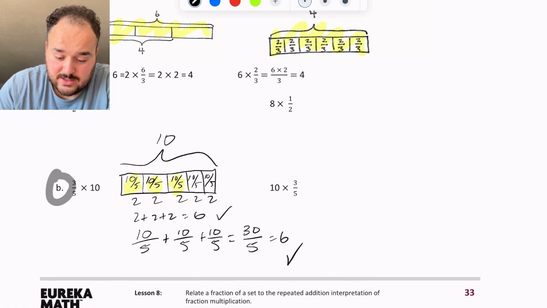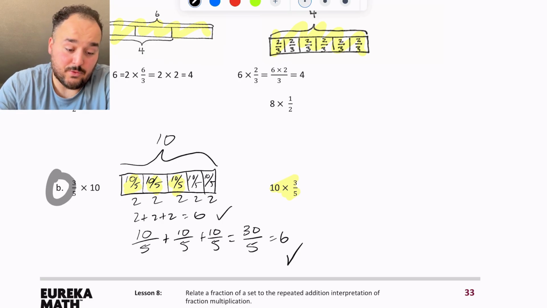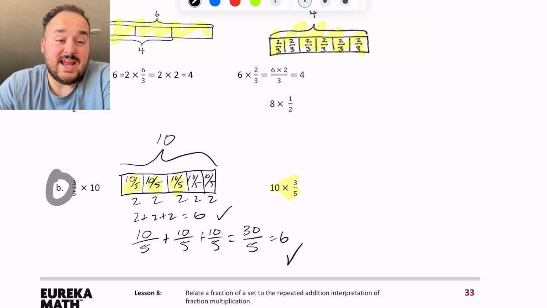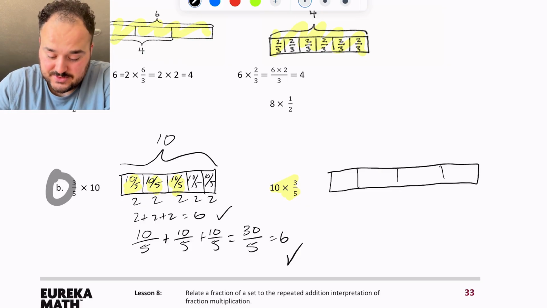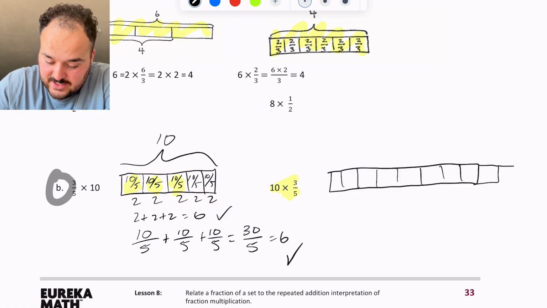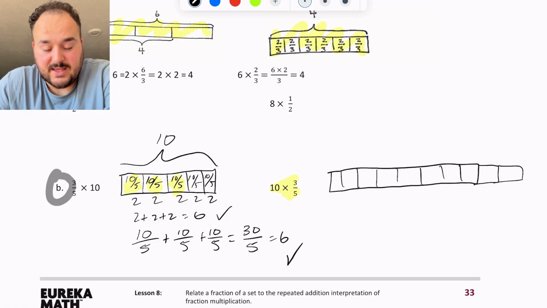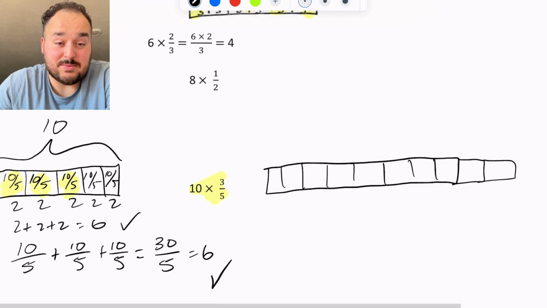Over here, maybe a little bit less straightforward, in my opinion, is they're having you think of 10 groups of 3/5. So 10 groups of 3/5, and so we have to sit here with a rectangle and draw 10 boxes because we need 10 groups, which honestly is kind of hard to do, 10 equal boxes. 1, 2, 3, 4, 5, 6, 7, 8. Don't even have enough, so I'm going to add on to it. Okay, I have 10 boxes now, and in each box, I'm going to put 3/5.